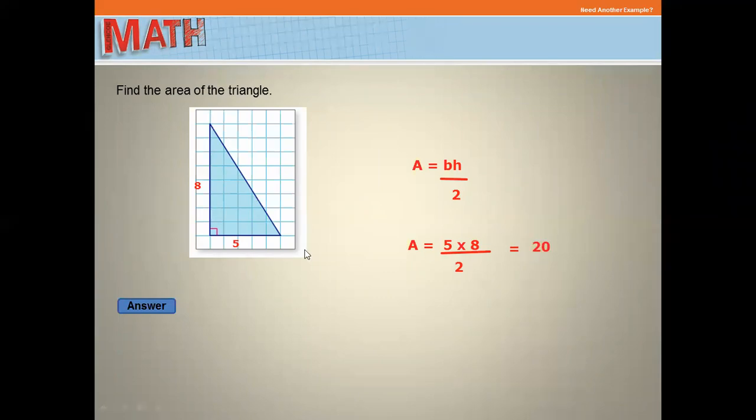20 what? Is it centimeters, millimeters? It's units. Yes. So it's 20 square units. Let's move to the next.